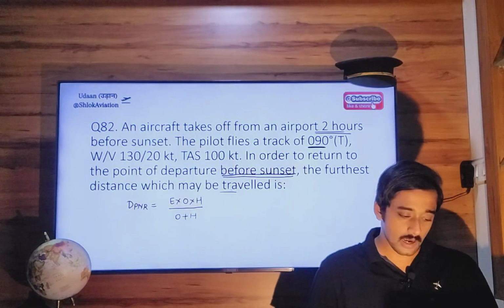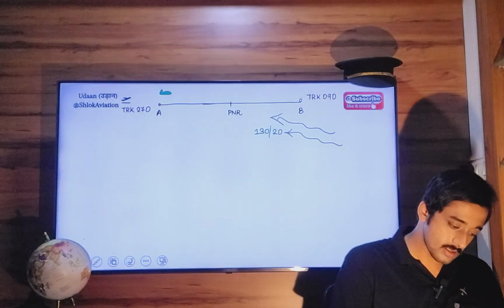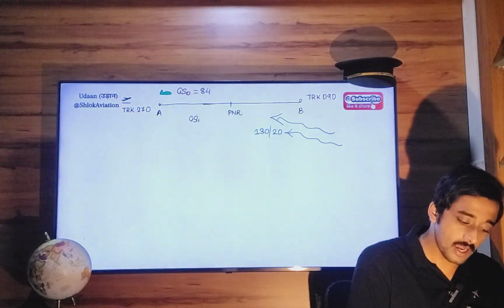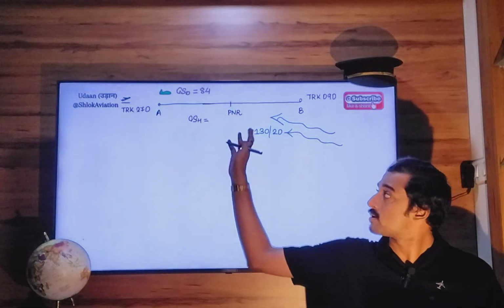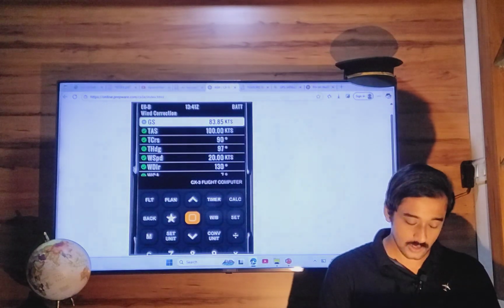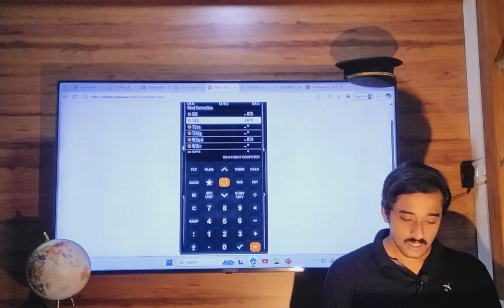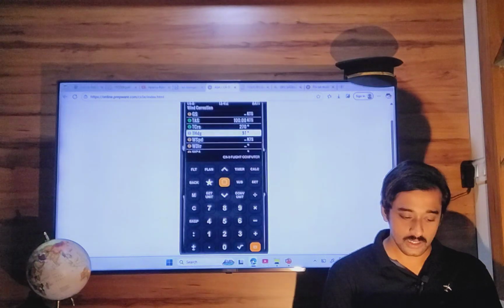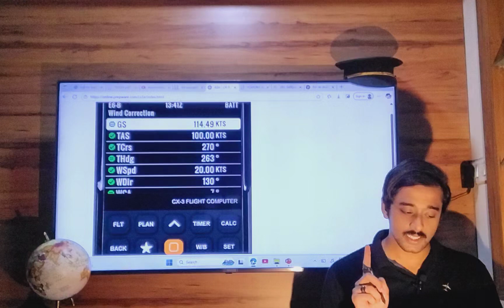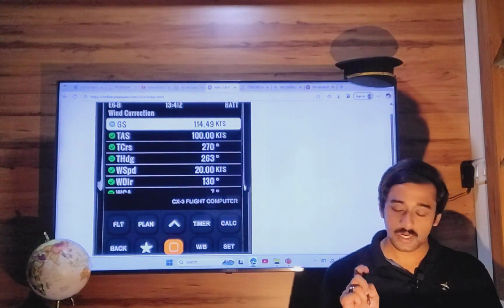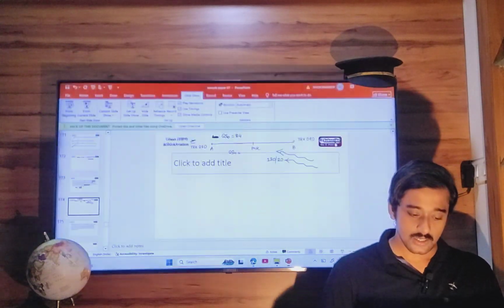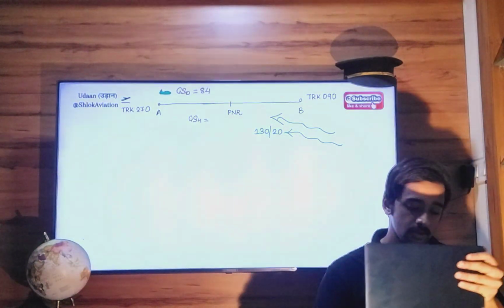So outbound ground speed is 84. Homebound ground speed will be how much? So coming homebound, the track will be 270. Task same, track 270, wind speed 20, wind direction 130. So check the values. Task 100, course 270, speed 20, direction 130. So ground speed 114 knots. So homebound ground speed will be 114 knots.